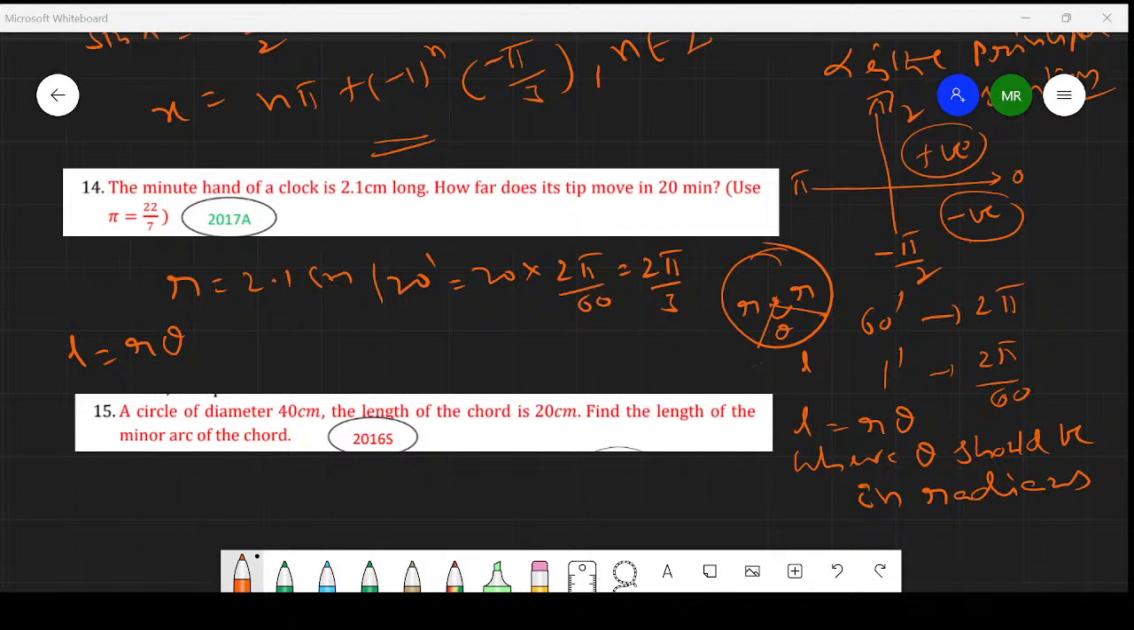Now you can see here, L equal to R theta, where theta should be in radians. So I converted to 2 pi by 3, and the R value is 2.1. So 2.1 into theta, I can write 2 pi by 3. But they are asking to replace pi with 22 by 7. I can use 2.1 into 2 into 22 by 7 by 3. I can simplify this.